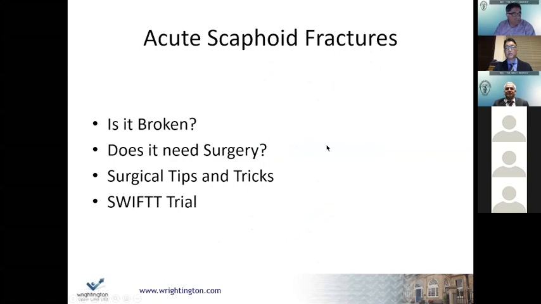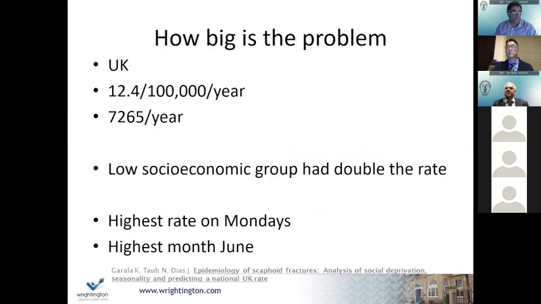So today, my remit is to speak on acute scaphoid fractures, primarily to look at the diagnostic conundrums surrounding it. Do all of these acute scaphoid fractures need fixing? What is the logic behind what we want to do in terms of proceeding with intervention, and when do we proceed with intervention? A little bit about surgical tips and tricks. I'd like to speak about the SWIFT trial and then end with a few issues regarding proximal pole fractures.